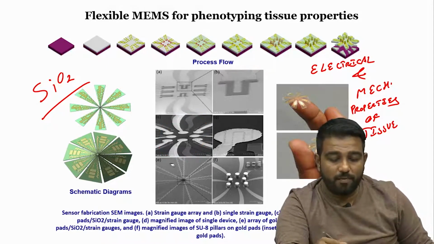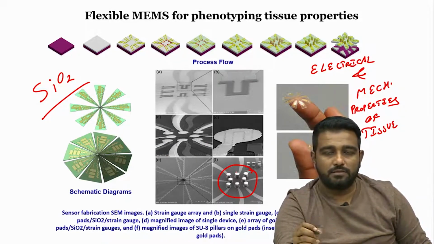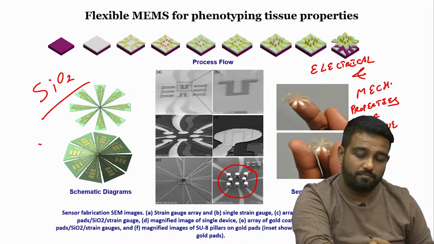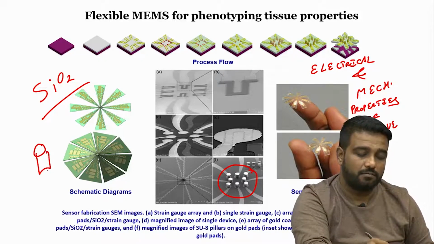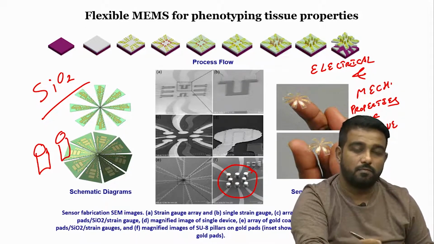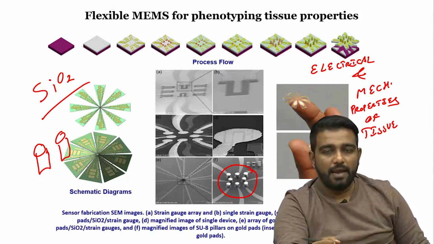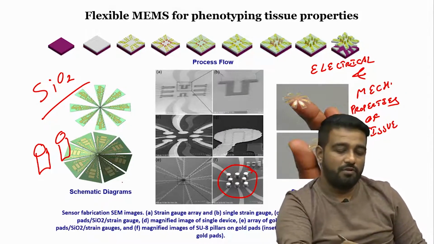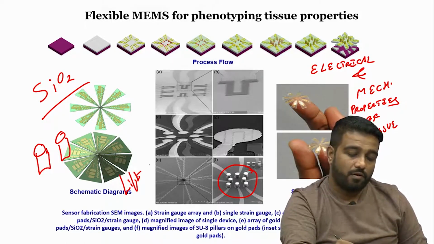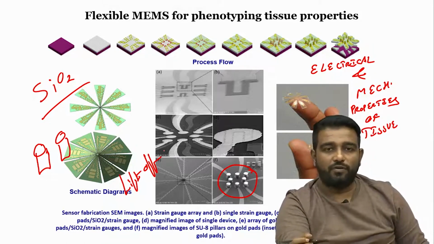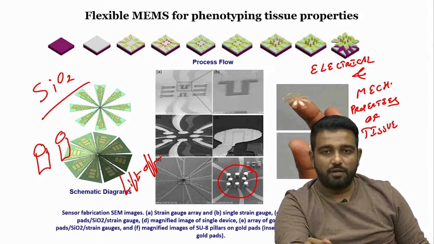Now, on this gold pad I will fabricate some pillars like this, okay, and I will perform a process called the lift-off technique to coat these pillars with a metal.